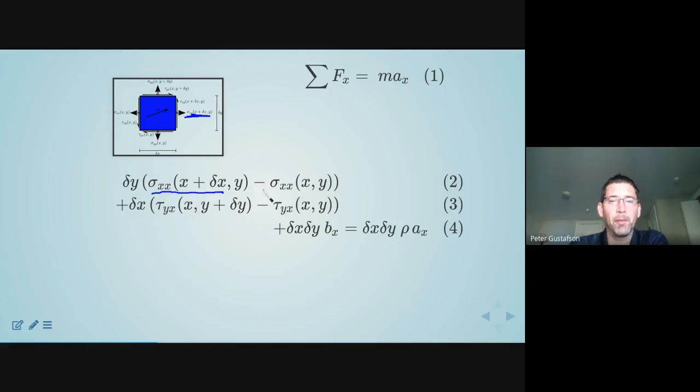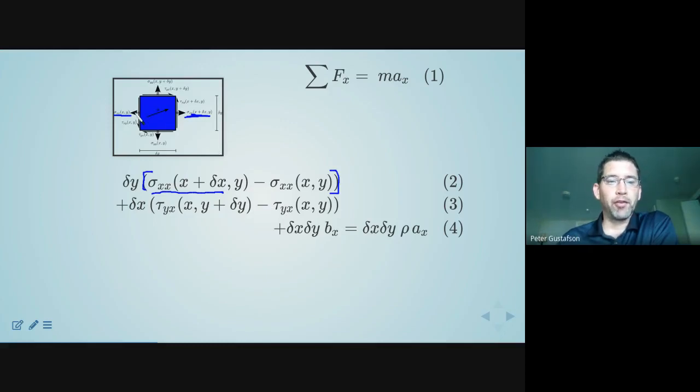Without belaboring the point too much, we can now look over to the other side. Here we have the expression sigma xx at the position x and y. We can multiply that also by the differential length dy. So that's why I have these brackets here. This entire expression is multiplying dy. And of course, that one now is in the minus x direction, so we're going to have a minus sign in front of that expression.